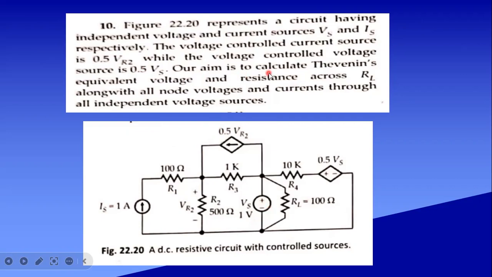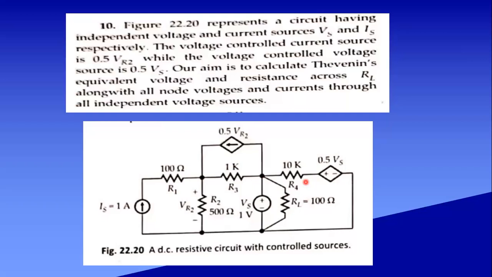Okay. And then next, the main aim here is to calculate the Thevenin's equivalent voltage and the resistance across RL, along with all the node voltages and the current through all the independent voltage sources.